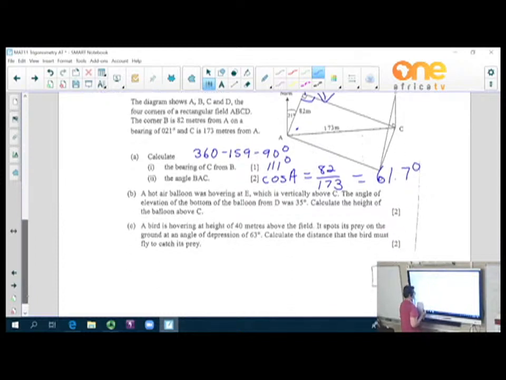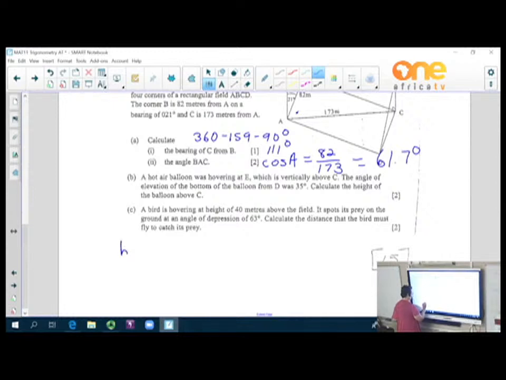Then number B, the hot air balloon, which is hovering at E, is vertically above C. Now we said draw the little triangle. This is those three-dimensional ones. Draw the triangle so that you can see where is your 90 degrees. And the 90 degrees will be at C, isn't it? And there's the balloon at E. So this angle here, the bearing there from D is 35 degrees. There's D. And we have to calculate the height.